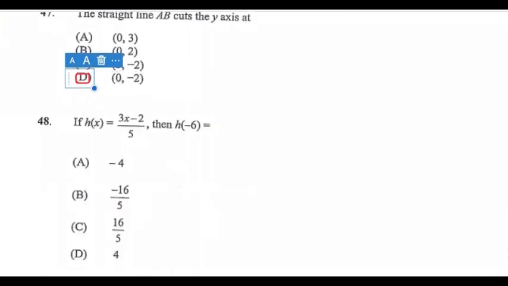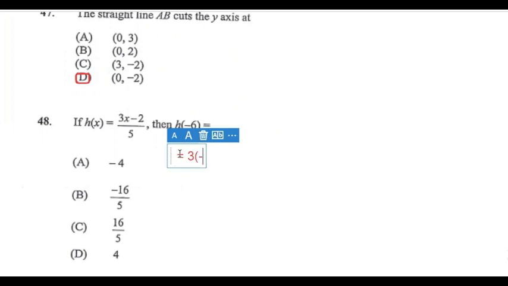48. If h of x is equal to (3x minus 2) divided by 5, then h of -6 is equal to, so what this is saying is wherever we see x, we will replace it with -6. So it will become 3 multiplied by -6 minus 2, and all of that is divided by 5.